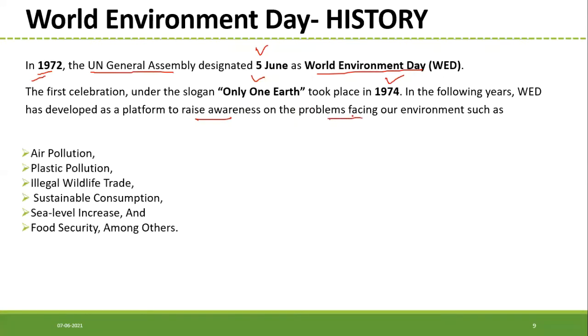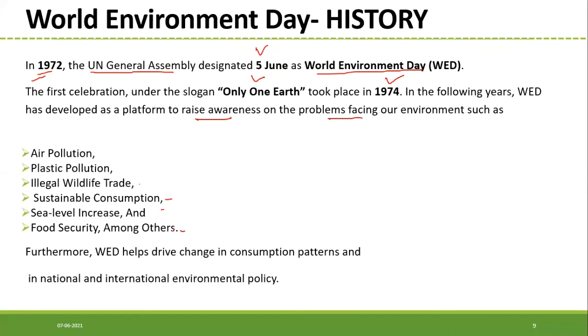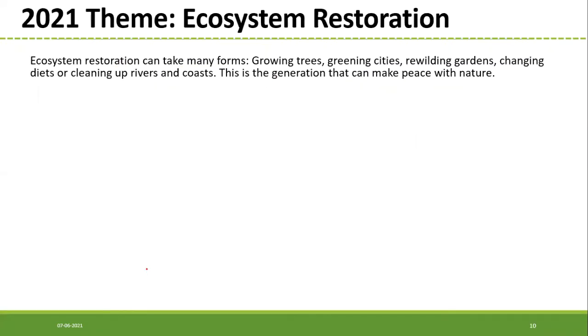So which are the problems? These are air pollution, plastic pollution, illegal wildlife trade, sustainable consumption, sea level rise, food security, and many others. And this is a day which helps to change the consumption pattern, which is very important. It also helps to drive some national and international environmental policies. That's why this day holds very high importance in environmental history, or the environmental conservation movement, right?